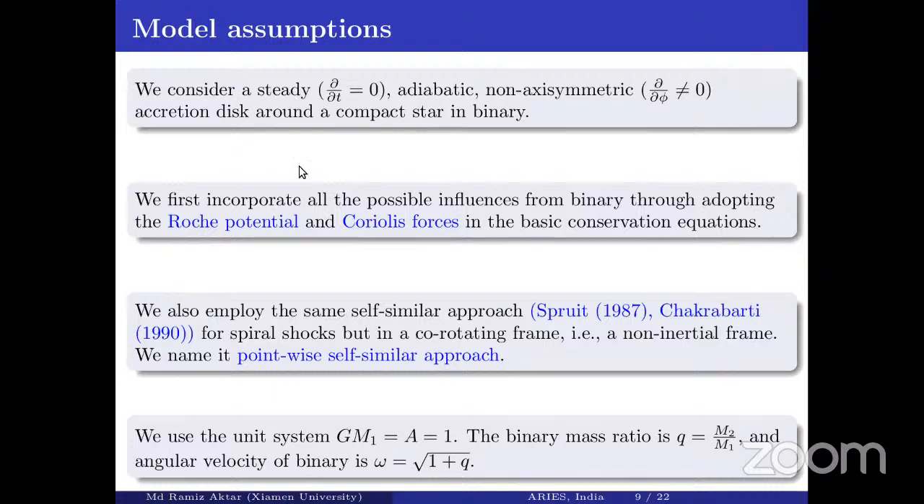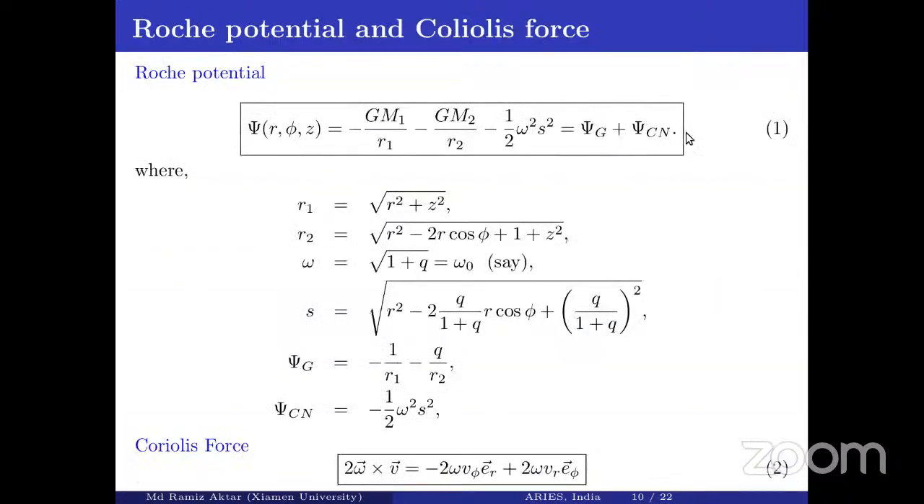First, I want to describe the Roche potential. We all know that this is the Roche potential. It combines the gravitational potential, where these two terms are from the gravitational part, and this is the centrifugal term. I have mentioned the other variables and their relations here, and also the Coriolis force. We can define the Coriolis force like this, where e_r and e_phi are the unit vectors along the radial and azimuthal directions.